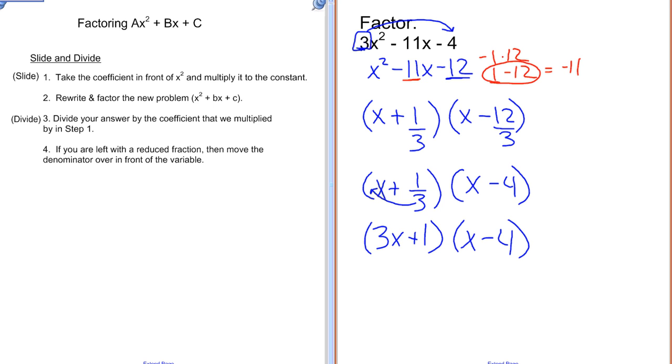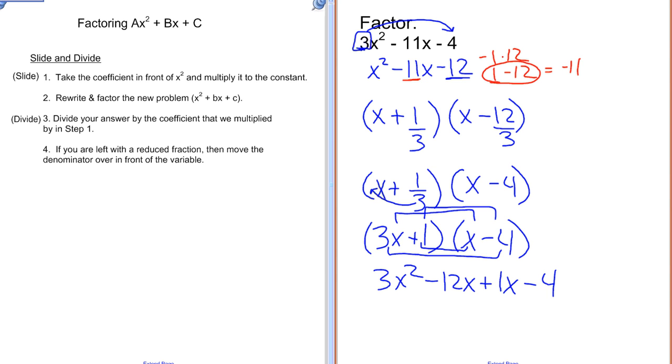If we were to go back and do FOIL, then this would give me 3x squared. The outside would give me minus 12x. The inside would give me plus 1x. And last would give me minus 4. If I combine my two middle ones, I end up with 3x squared minus 11x minus 4, which is what we started with. So this right here is definitely my answer. And this is called slide and divide. So let's take a look at another one.